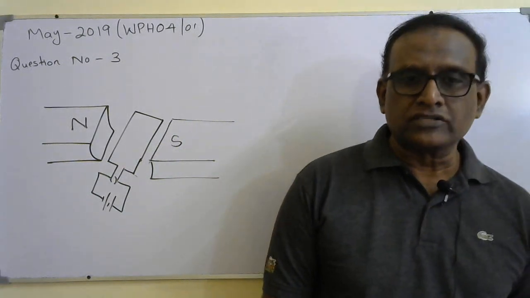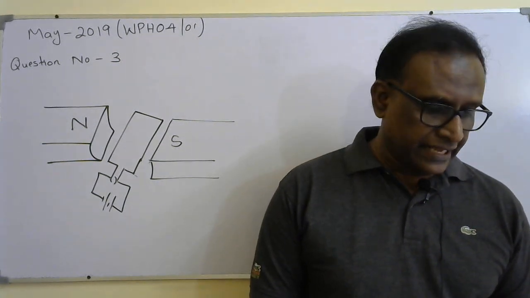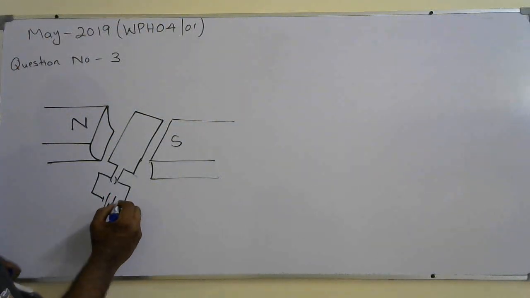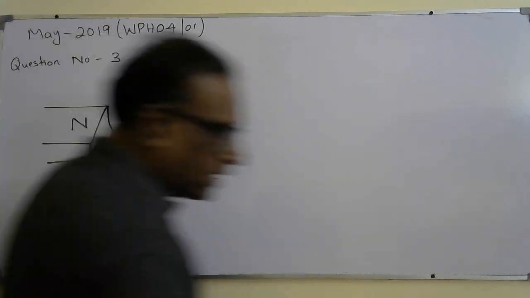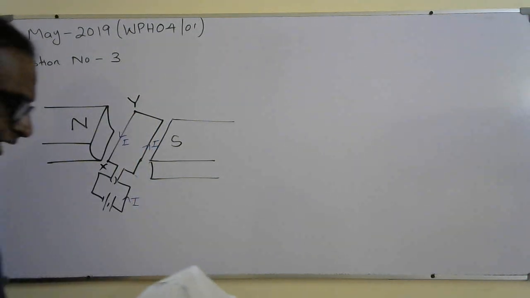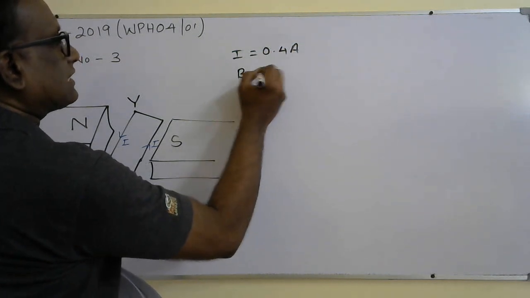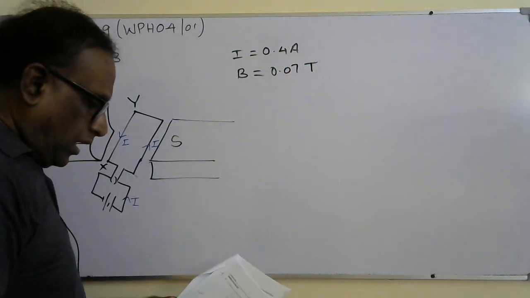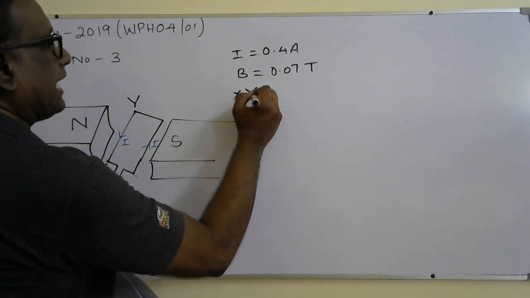Okay, this question, May 2019, WPH04, question number 3. There this diagram is given, and the direction of current flow is not given, so we can find it out. This is the positive terminal, so current will flow this way, and this way, and this way. The sides are named X and Y. The current is given as 0.4 ampere, the magnetic flux density in this region is given as 0.07 tesla, and the length of the side XY is given as 5 centimeters.